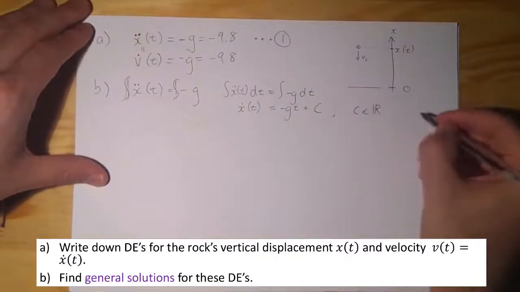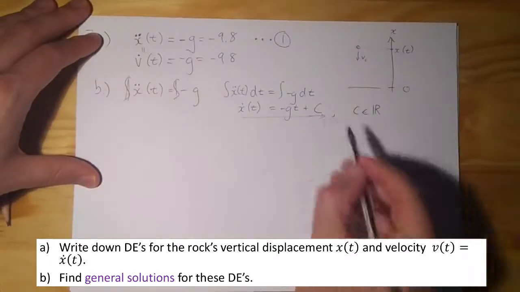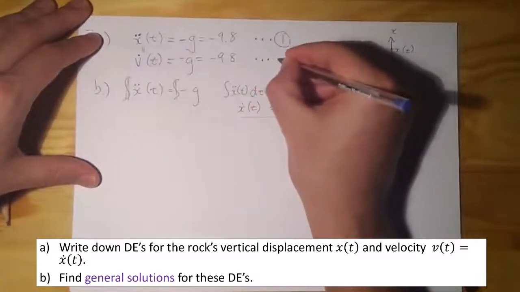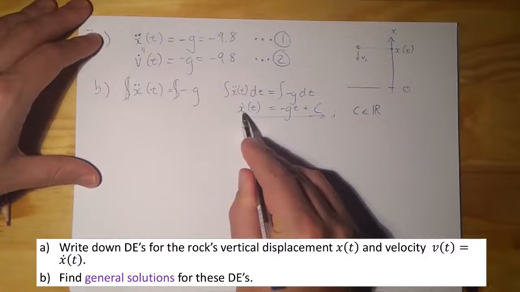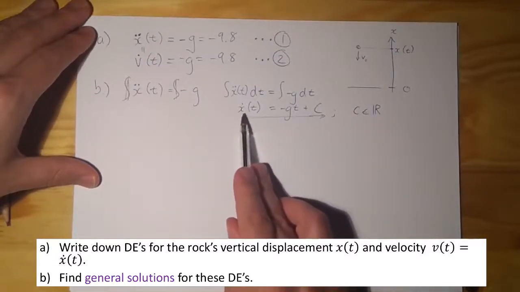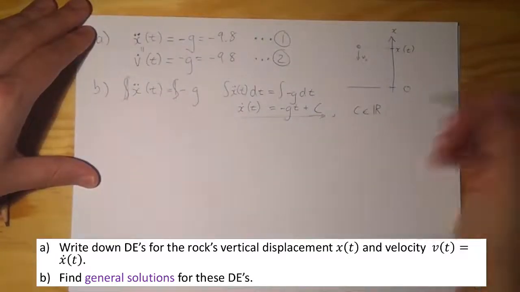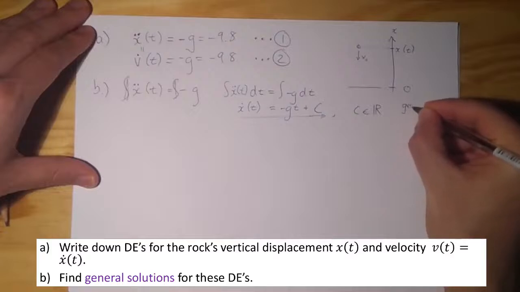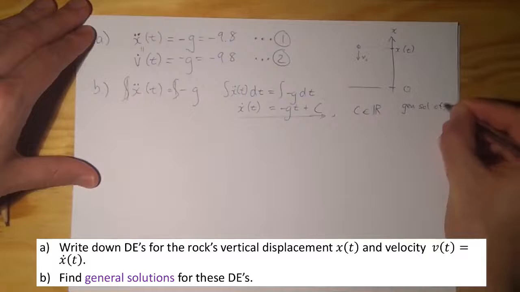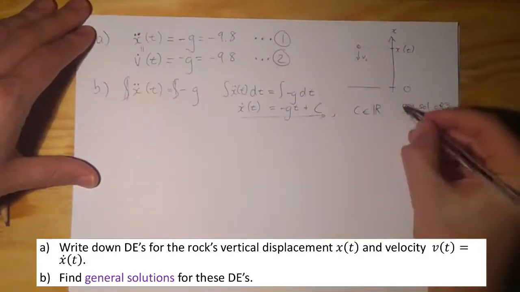Okay, and this is the general solution of the second differential equation, actually, because the derivative of displacement is the velocity. So this over here is the general solution of 2. So I suppose we can write it here. So this is the general solution of 2. Please don't abbreviate. I'm just doing it because I don't have space.